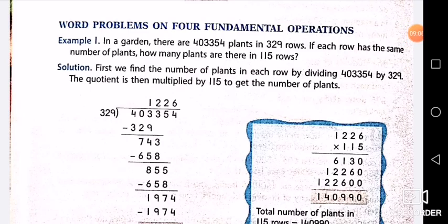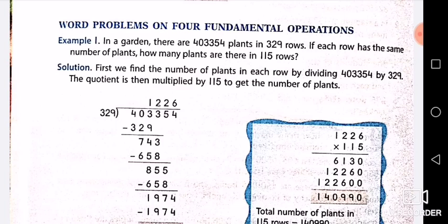So, children, as you can see, our first example on the screen: in a garden there are 4,03,354 plants in 329 rows. If each row has the same number of plants, how many plants are there in 115 rows? So, children, can you tell me which basic operation you are going to use in this? First of all, understand the question.